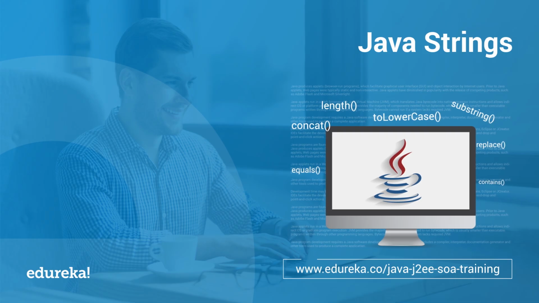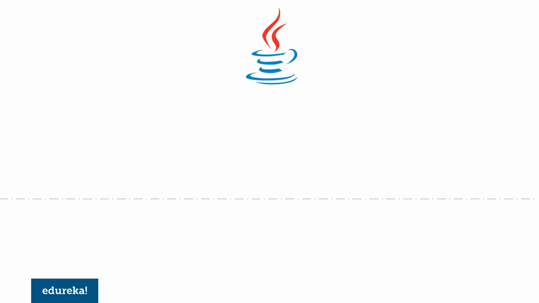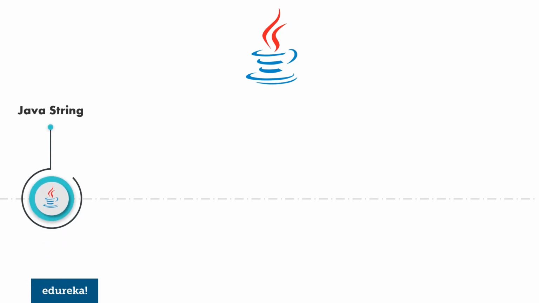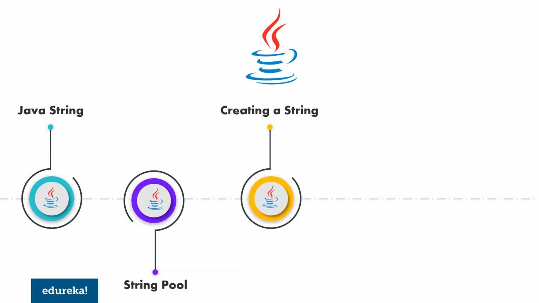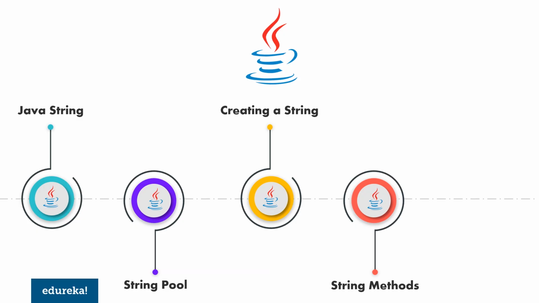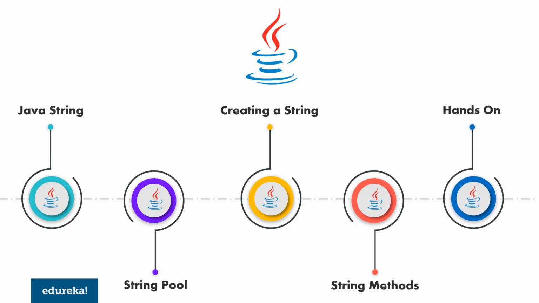So today we are going to see what are strings in Java. Let's see the agenda for the day. We are going to look into what is a Java string, how strings are stored in the memory, that's like string pool. What are the various ways by which we can create a string, and thereafter we'll see various methods available in the string class, and lastly we'll have some practical examples.